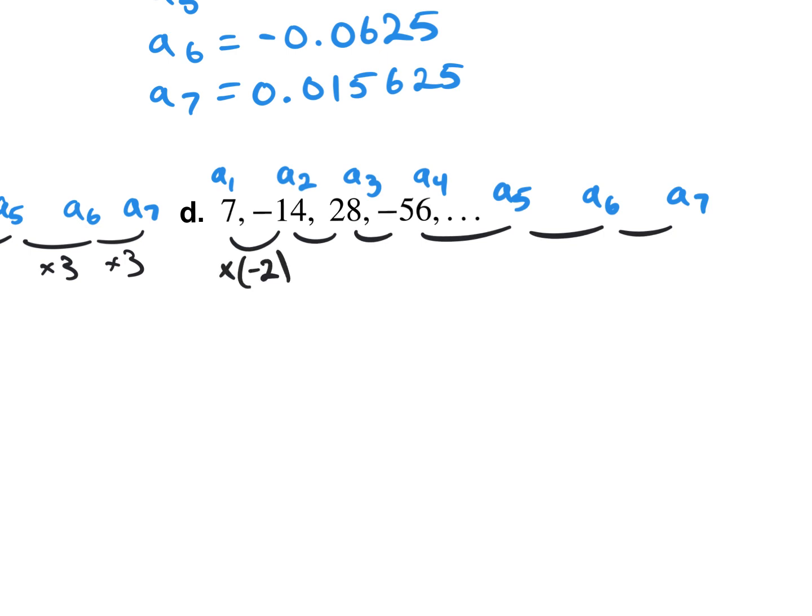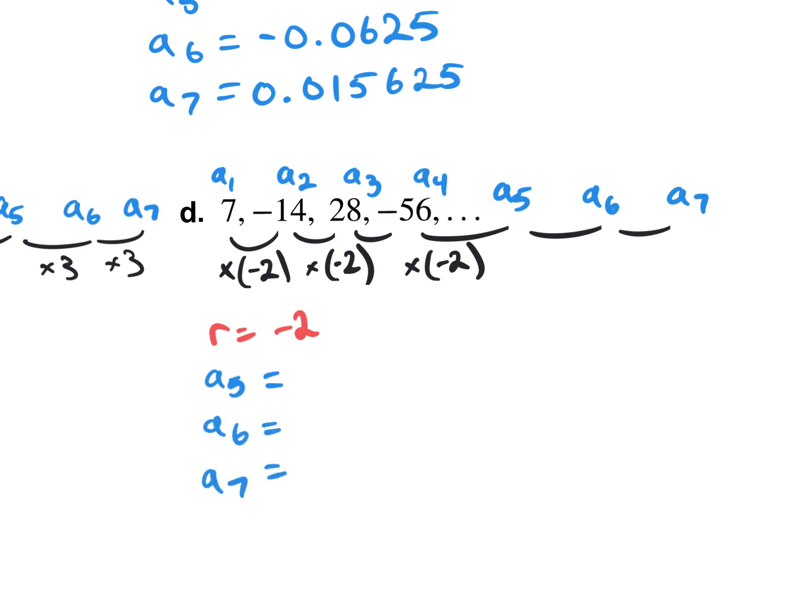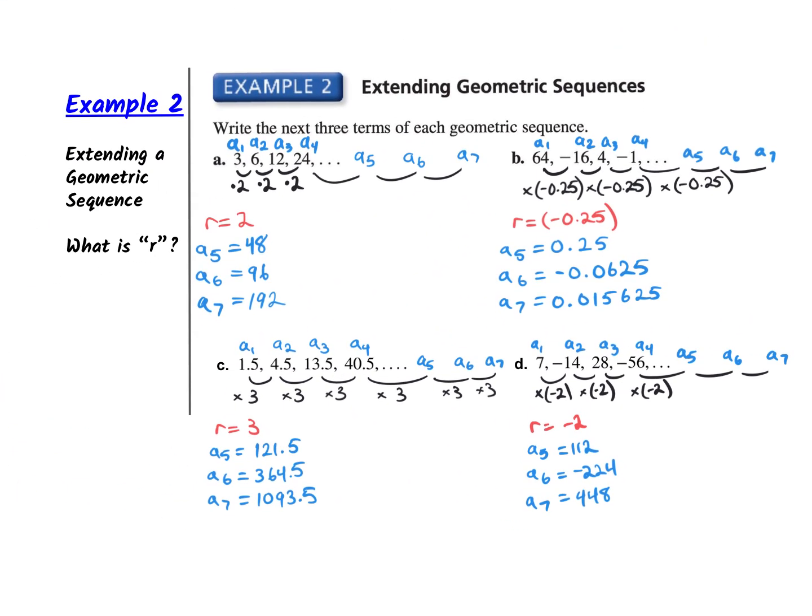From 7 to 14, we're multiplying by 2, but make sure, because you know that it goes from positive to negative, that you include the negative. Our R must be negative 2. So for our 5th, 6th, and 7th terms, we're multiplying the prior terms by negative 2 each time. Negative 56 times negative 2 will give us 112. 112 times negative 2 will give us negative 224. And then negative 224 times negative 2 is 448.